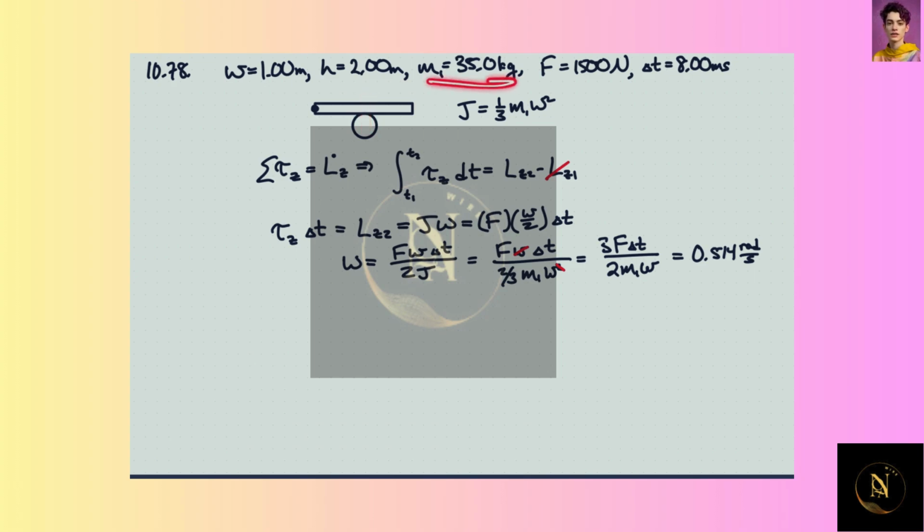Well, let's see here. The mass of the door is 35 kilograms. Its width is 1 meter. Its height is 2 meters. That doesn't actually matter in this problem. And the ball hits the door right at the center. So the mass moment for this door is 1/3 m w squared. Okay, so that's a w, not an omega.